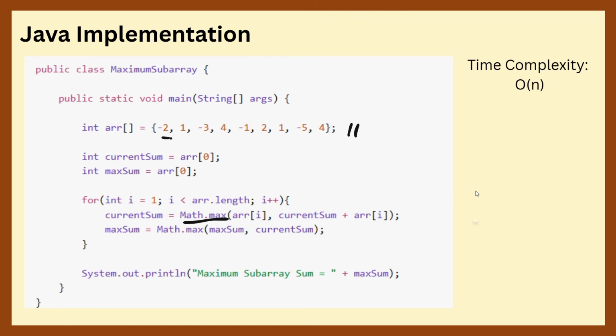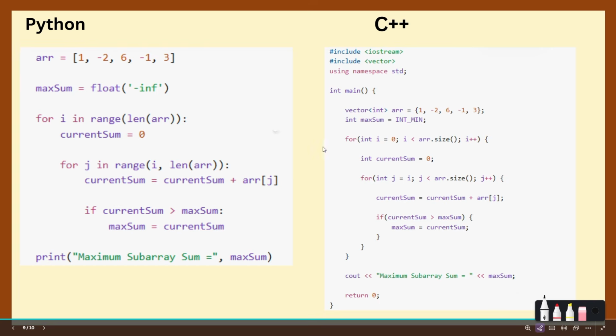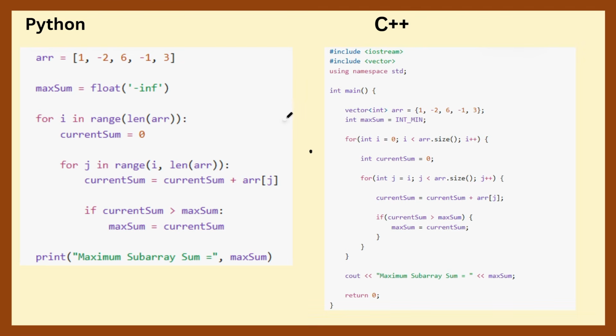This is Kadane's algorithm, and for this algorithm the time complexity becomes order of n, which is a good time complexity. So this is the best solution for our problem statement. For students who do not use Java, I have attached the reference solution in Python and C++ in the PDF.